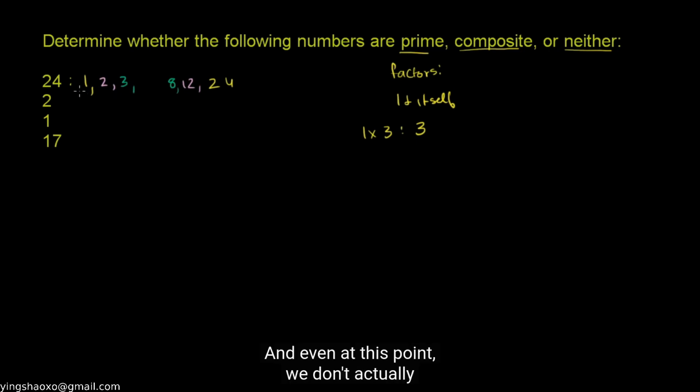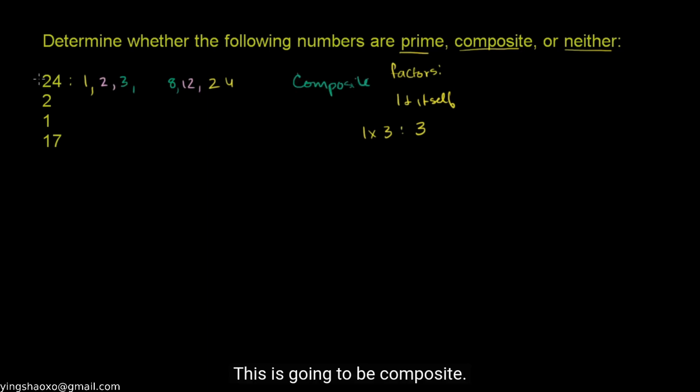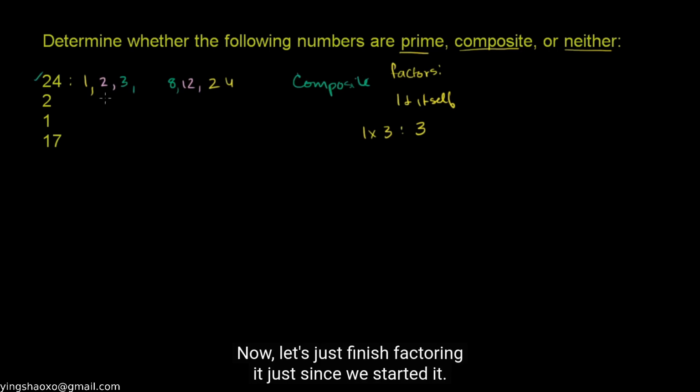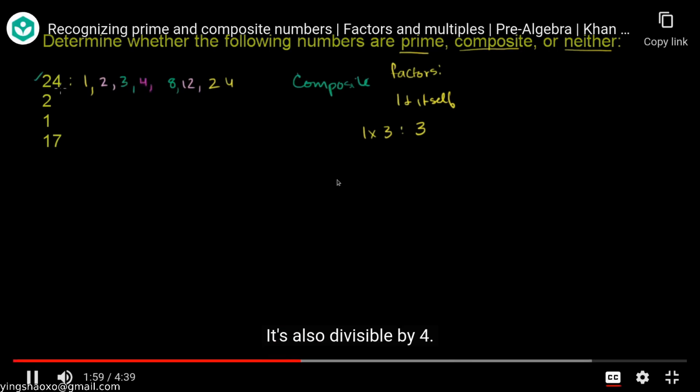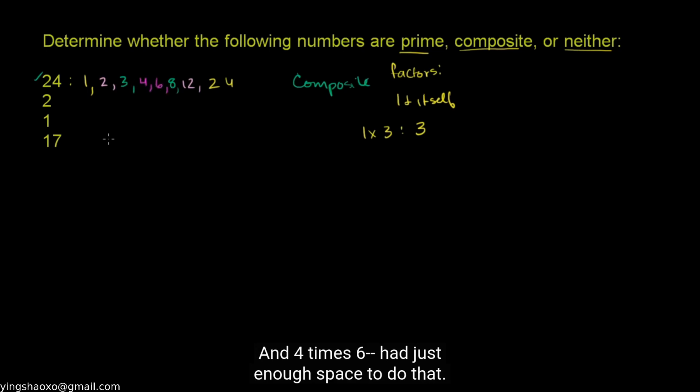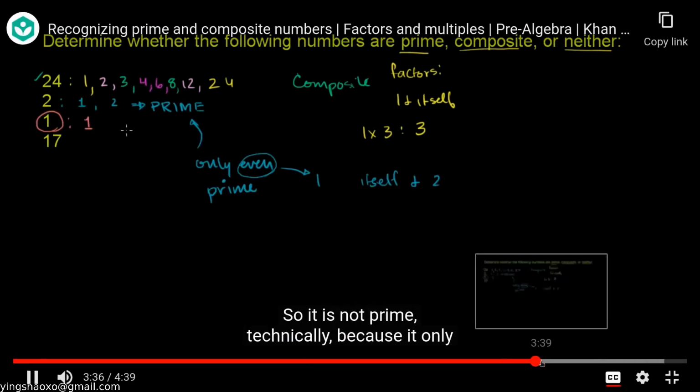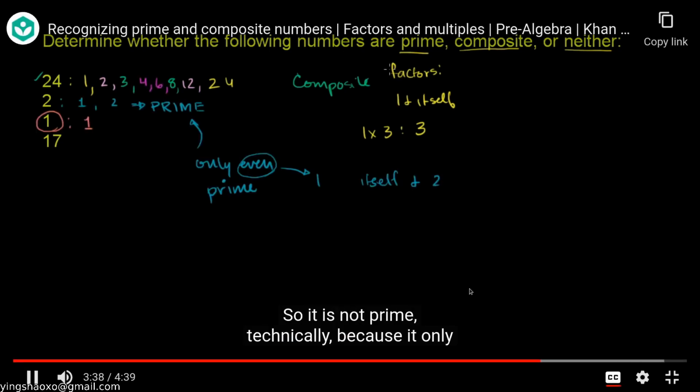And even at this point, we don't actually have to find all of the factors to realize that it's not prime. It clearly has more factors than just 1 and itself. So then this is clearly going to be composite. Now, let's just finish factoring it since we started it. It's also divisible by 4, and 4 times 6.